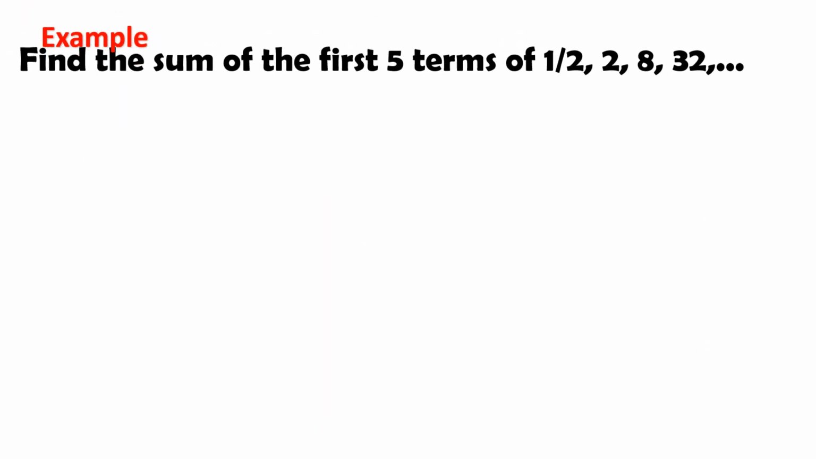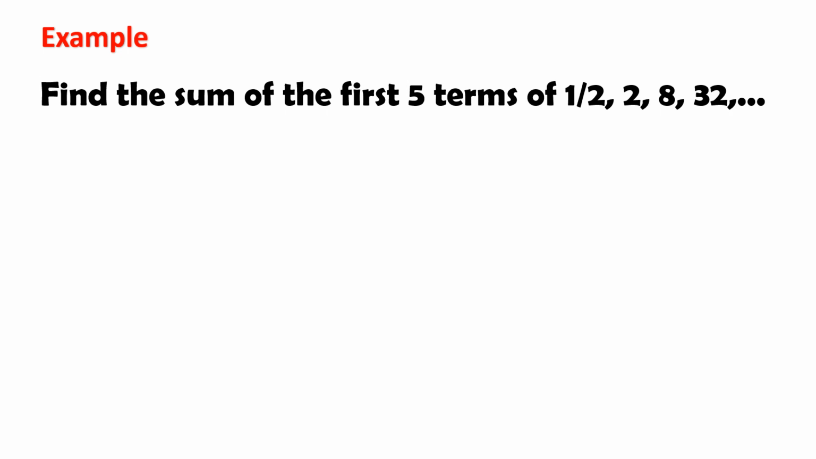Okay, so I have here another example. We are to find the sum of the first 5 terms of this sequence: 1 half, 2, 8, and 32. If you have observed, the given sequence is actually a geometric sequence. Since we are going to solve for the sum, we'll be using the formula S sub n is equal to a sub 1 times 1 minus r to the n all over 1 minus r.